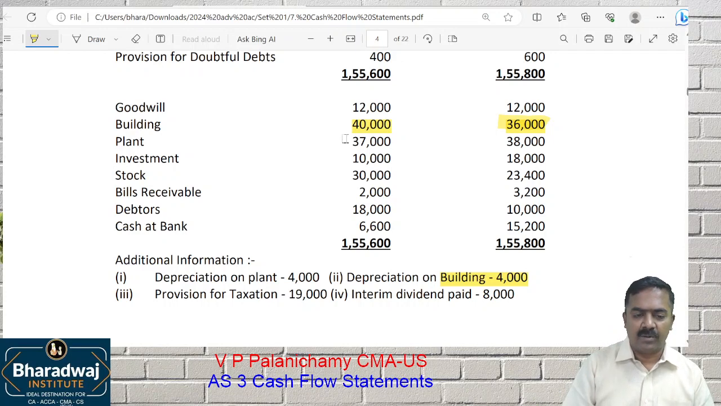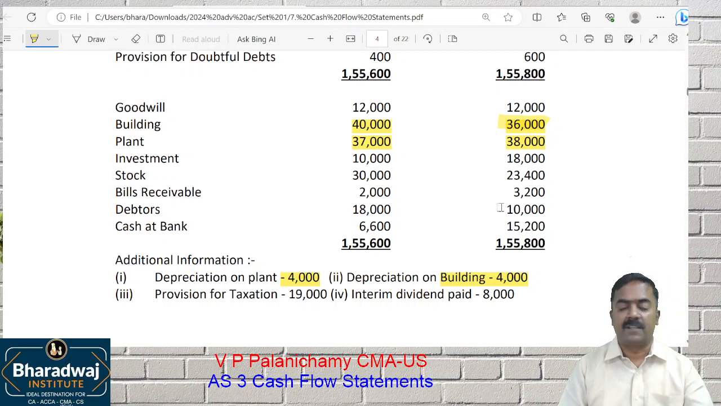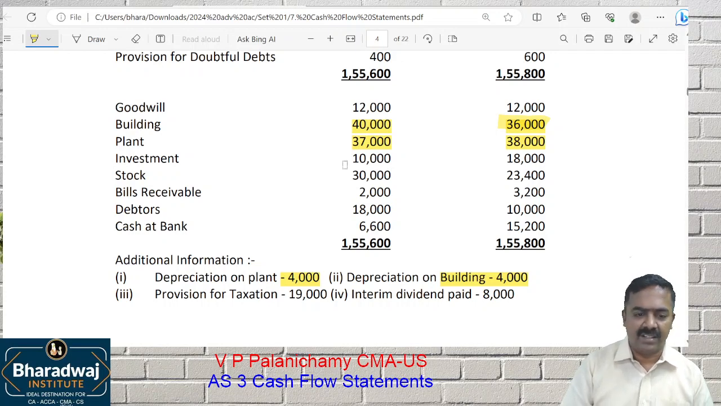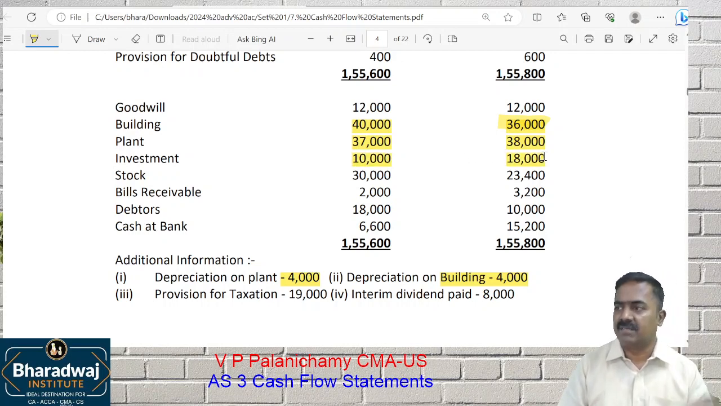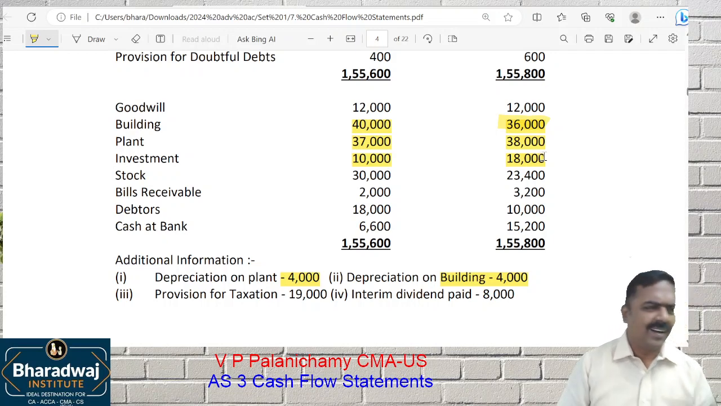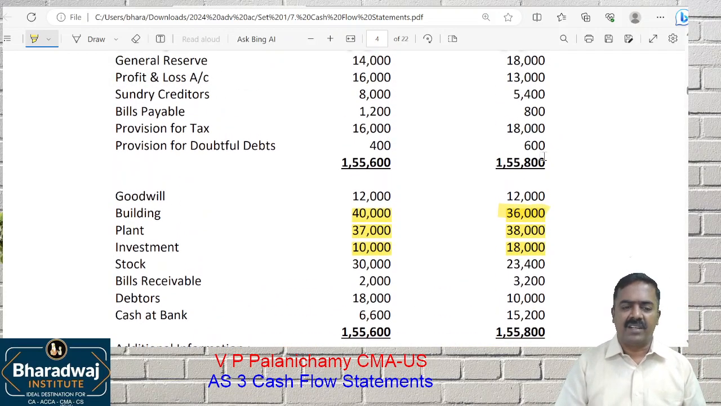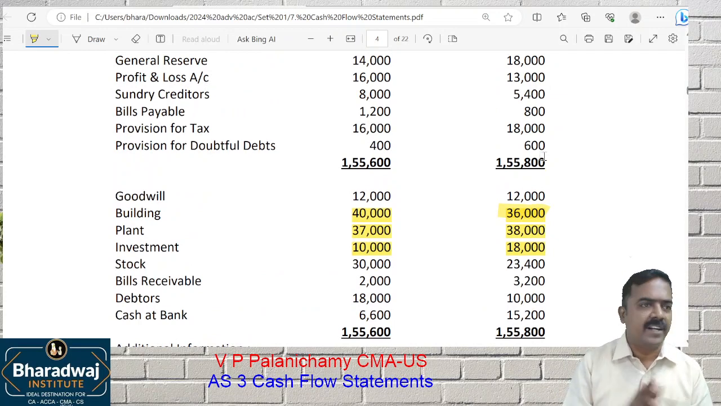But look at plant. Opening balance how much? 37. Depreciation 4. 37 minus 4, 33 should have been there. But how much is there? 38,000. So there is a purchase of plant. We'll take it in which activity? Purchase of assets is which activity? Investment activity. Investment purchased 10,000, 18,000. We purchased investment. We'll take it in which activity? Investment activity. By comparing two balance sheets, we'll be able to identify.